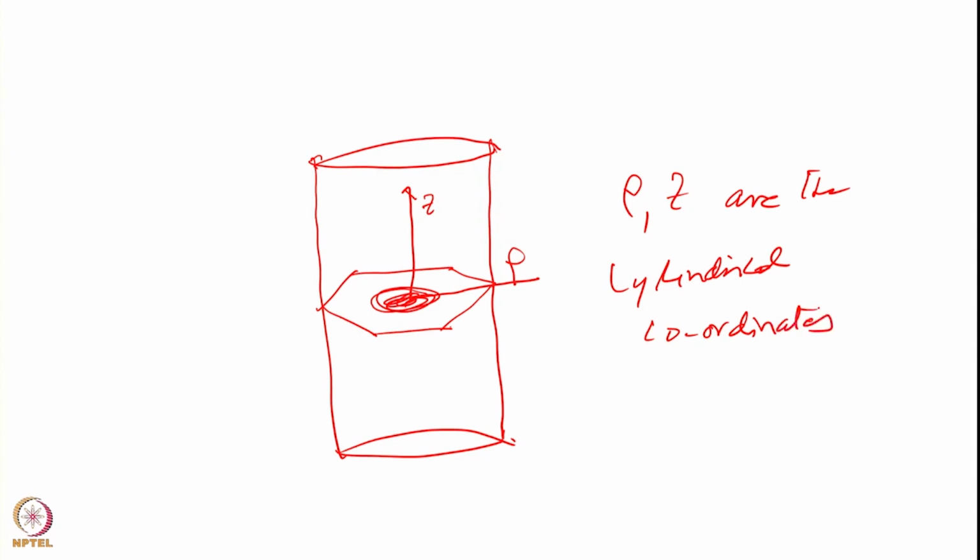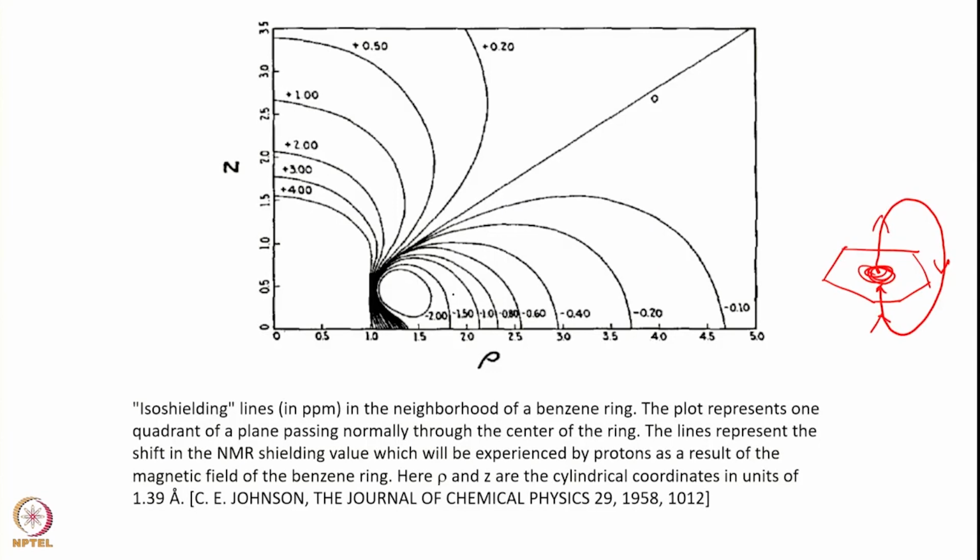So depending upon where your proton is, suppose I have a proton here, it will have a certain Z coordinate and rho coordinate. These are the cylindrical coordinates for this particular proton. What will be the chemical shift there? So what has been done is the previous slide which I showed. What is plotted is Z versus rho, one particular quarter of this. Instead of the entire circle, you take one quarter, so you have this cylinder lying on top like this. I take this particular quarter here.